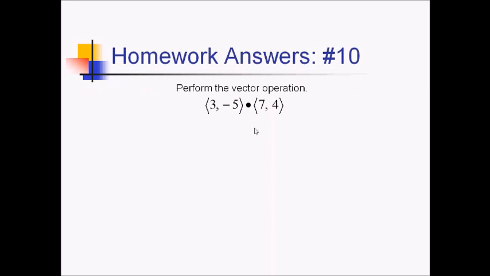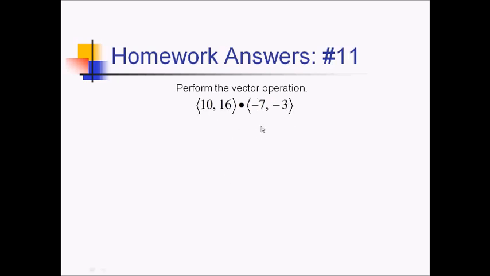To find the dot product of these two vectors, we have to multiply the x's and the y's and then add those products together. So we've got 3 times 7 plus negative 5 times 4. So 21 plus negative 20, which gives us 1.